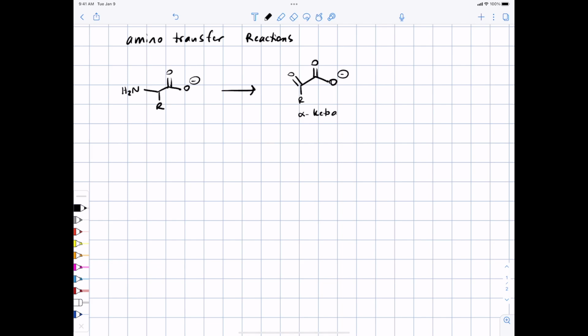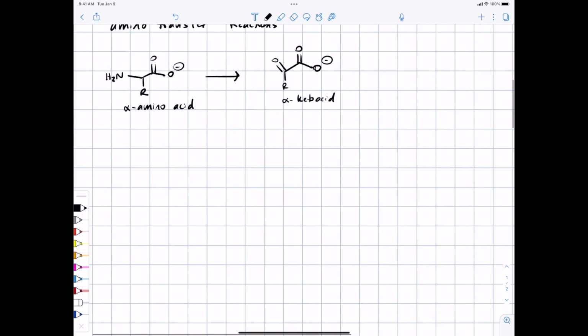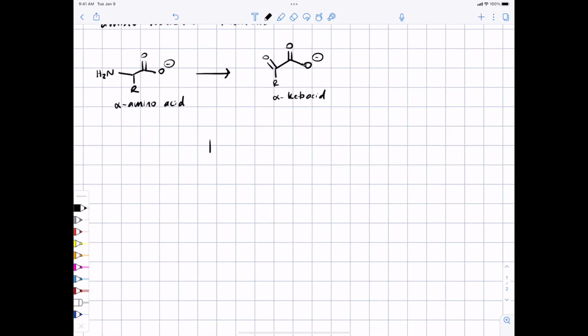keto acid, and then I can show you the reverse as well, alpha amino acid. And we're going to use a cofactor called pyridoxal phosphate. And this is kind of an unusual molecule in the sense that it's an aldehyde, and aldehydes are electrophilic, and often, you know, the whole reason that diabetes is a problem is that glucose is an aldehyde, and having too much aldehyde in your blood can modify amines all over the place.